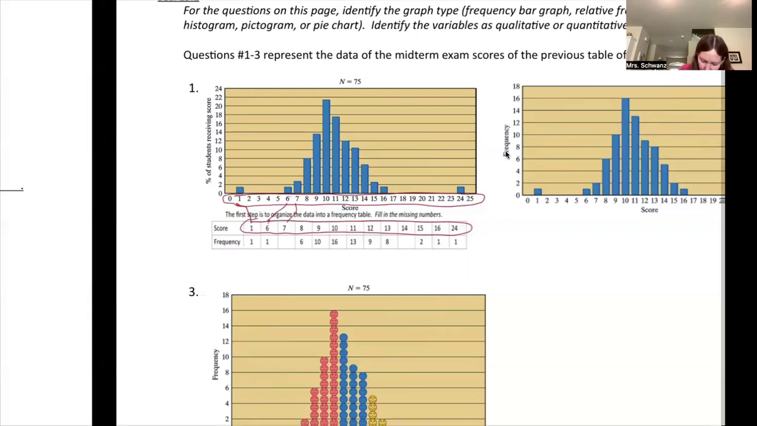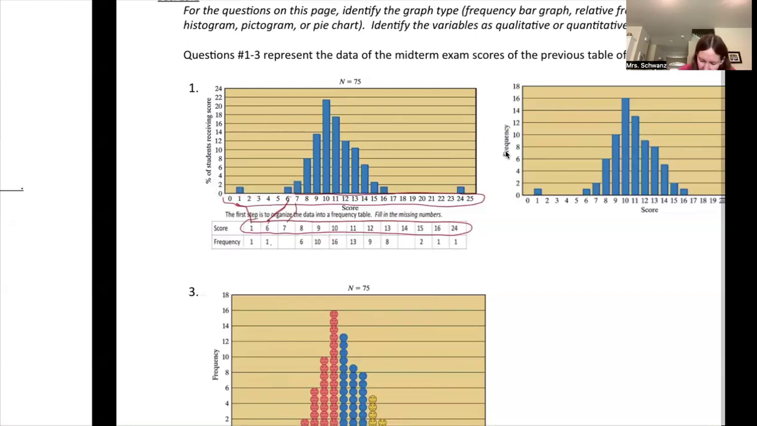But there is a rectangle above 6 because there was one person who had a score of 6. That's why, if we trace the height of that rectangle back to this vertical axis, it's 1. So less than 2, because 2 is the black line right here. If there would have been 2 people, it would have been as tall as the black line, but there was only one person, so you see it's not as tall as the black line.